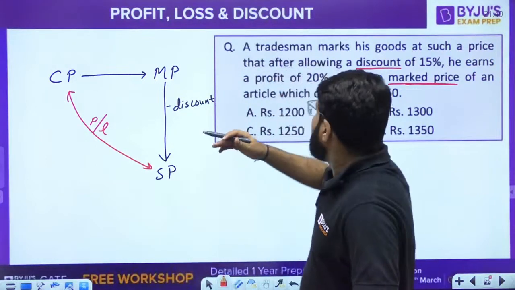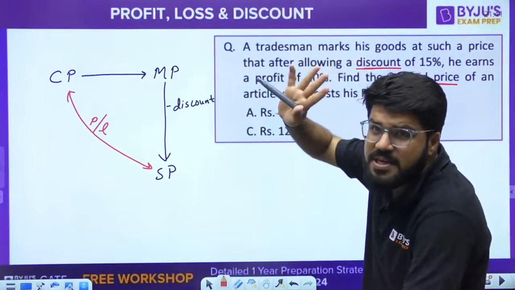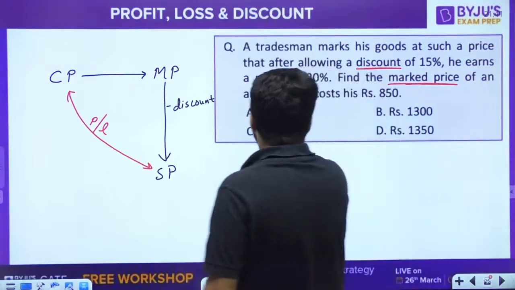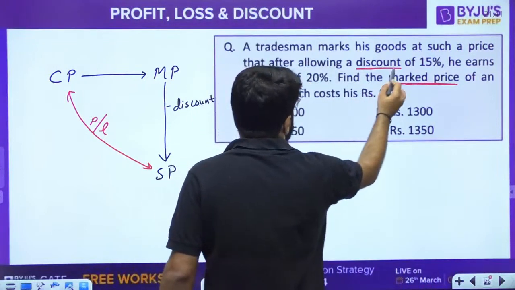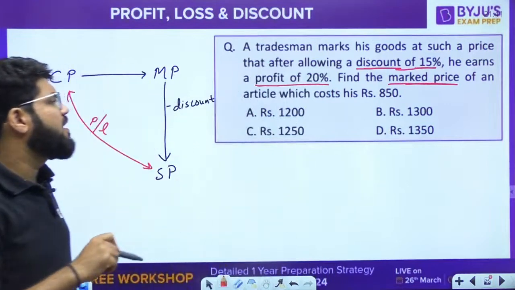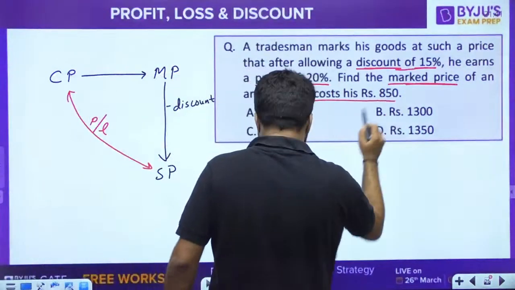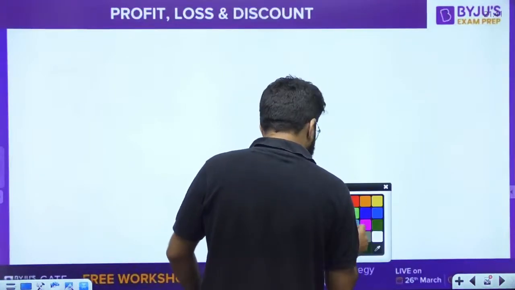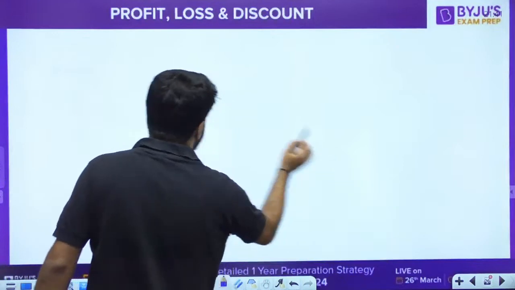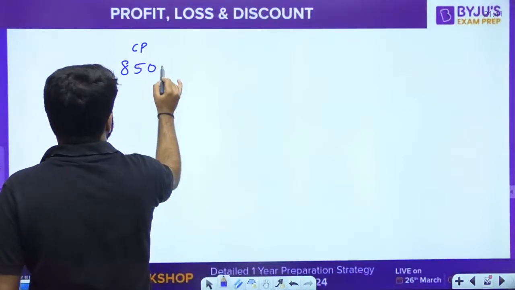Now, a tradesman marks his goods at such a price that even when he allows a discount of 15%, still he makes a profit of 20%. Find the marked price of an article which cost him rupees 850. Okay, the cost price is given to me, rupees 850. Now, let me explain this with a very simple case. The cost price is given to you, that is rupees 850.